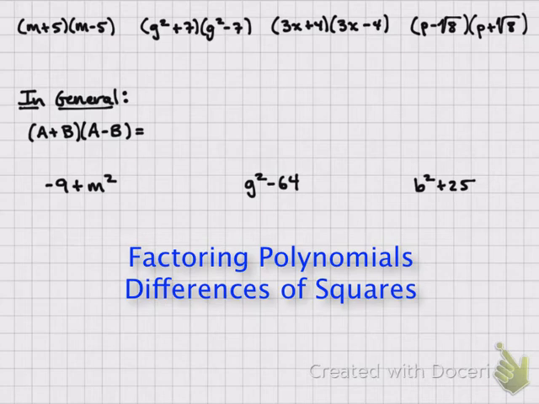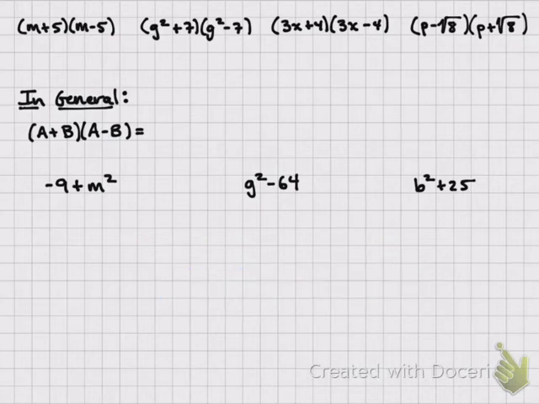Hey everybody, so remember earlier in the year when we did some polynomial multiplication problems, we would multiply polynomials like m plus 5 times m minus 5, g squared plus 7 times g squared minus 7, 3x plus 4 times 3x minus 4, or p minus the square root of 8 times p plus the square root of 8. And whenever we multiplied two polynomials of this form, we always ended up with the same type of product.